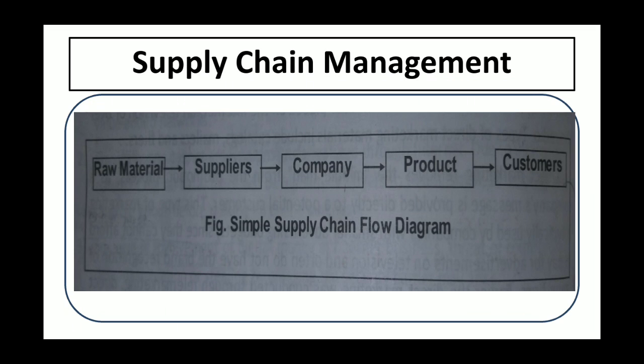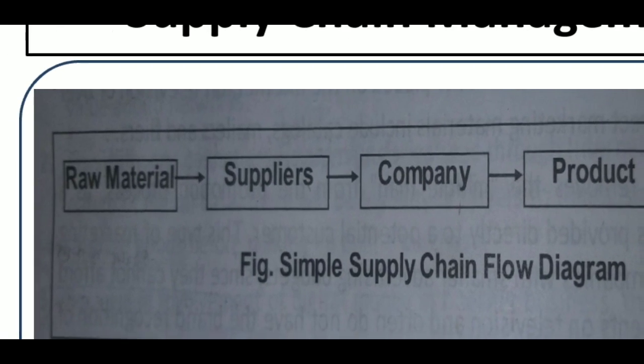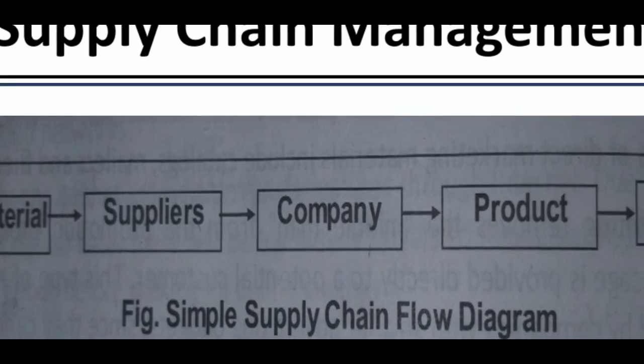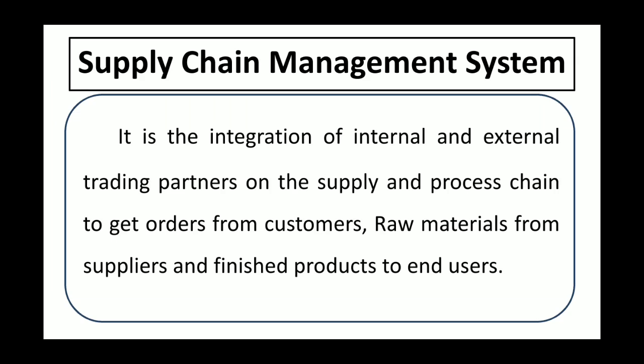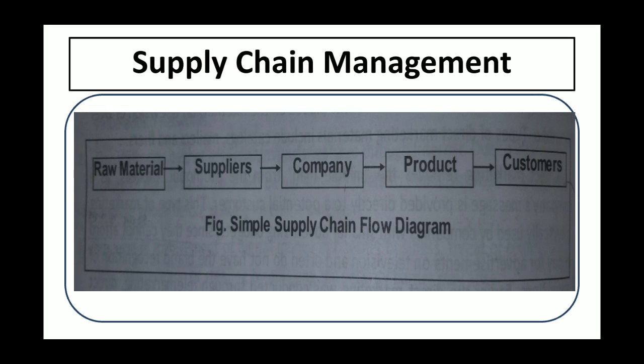Okay, this picture shows the simple supply chain flow diagram. In this, raw material will go to suppliers. The suppliers will manufacture the goods ordered by different companies. The company will be linked with the suppliers. Again, the company will display the product. The products are purchased by the customers. By seeing this picture, you will know that raw material, suppliers, company, product, and customers are all linked together here. This is the simple supply chain flow diagram, showing how it goes from product to customer.